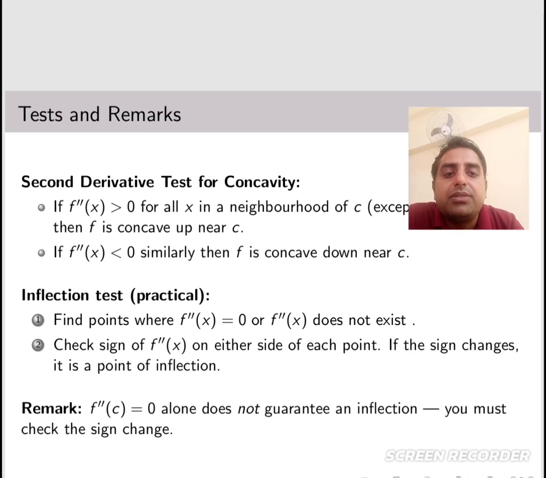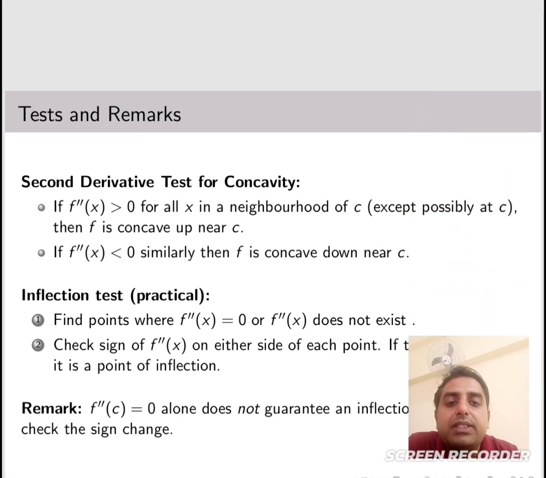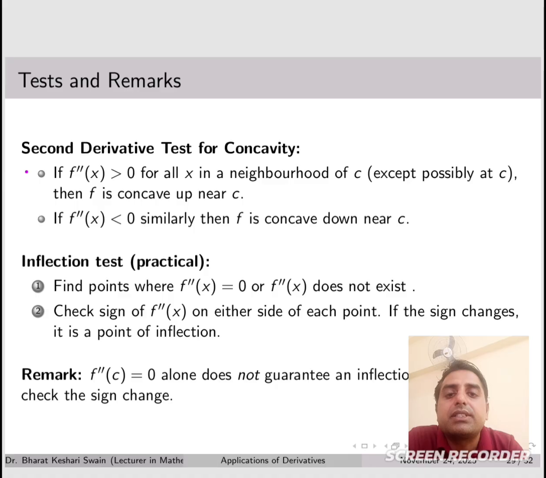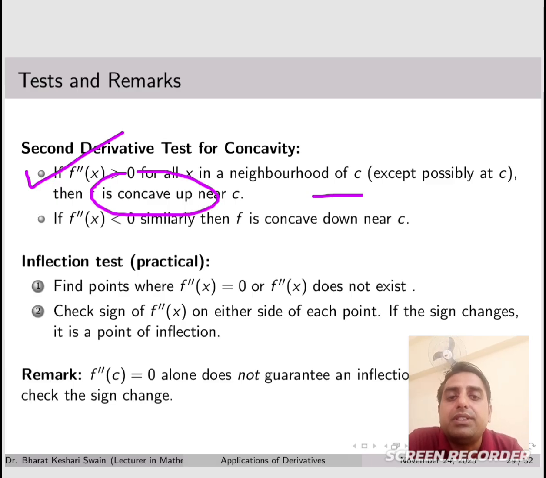Okay, so these are some formulas and tricks to find the concavity using the second derivative test. As I already said, if f''(x) is greater than 0 for all x in the neighborhood of c, then f is concave up near c. If f''(x) is less than 0, then it is concave down.